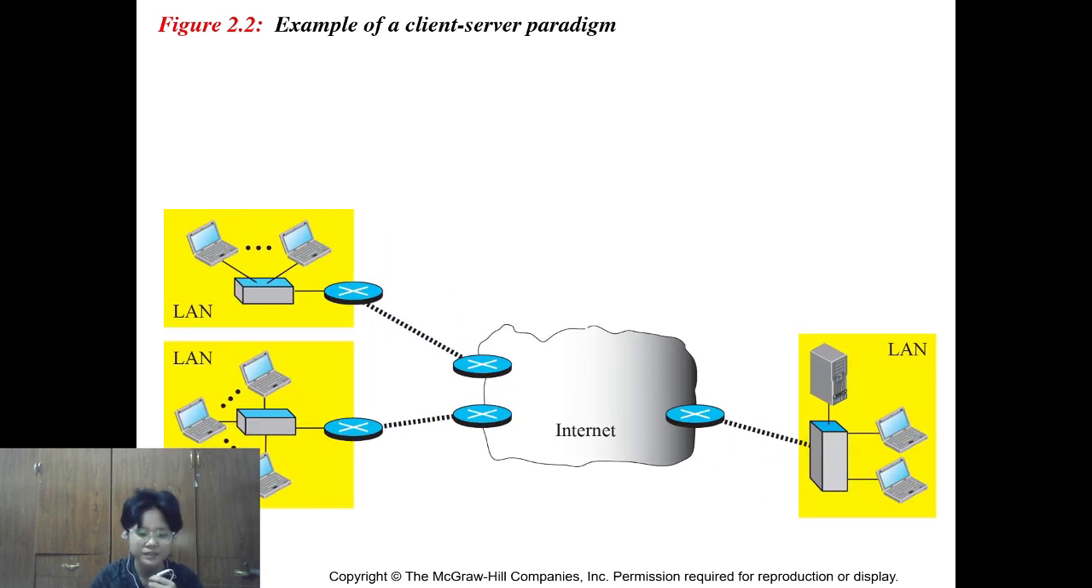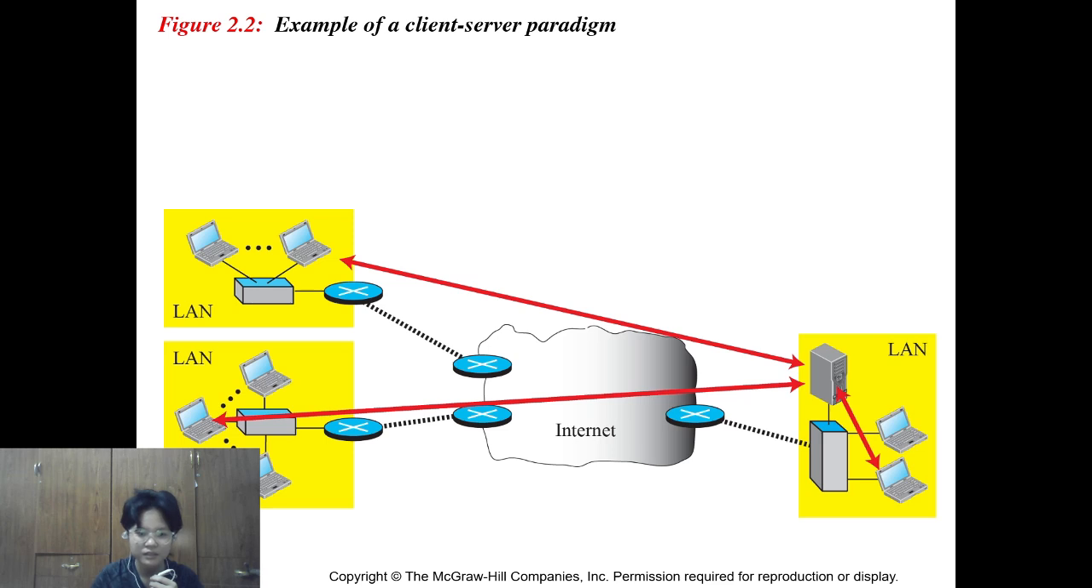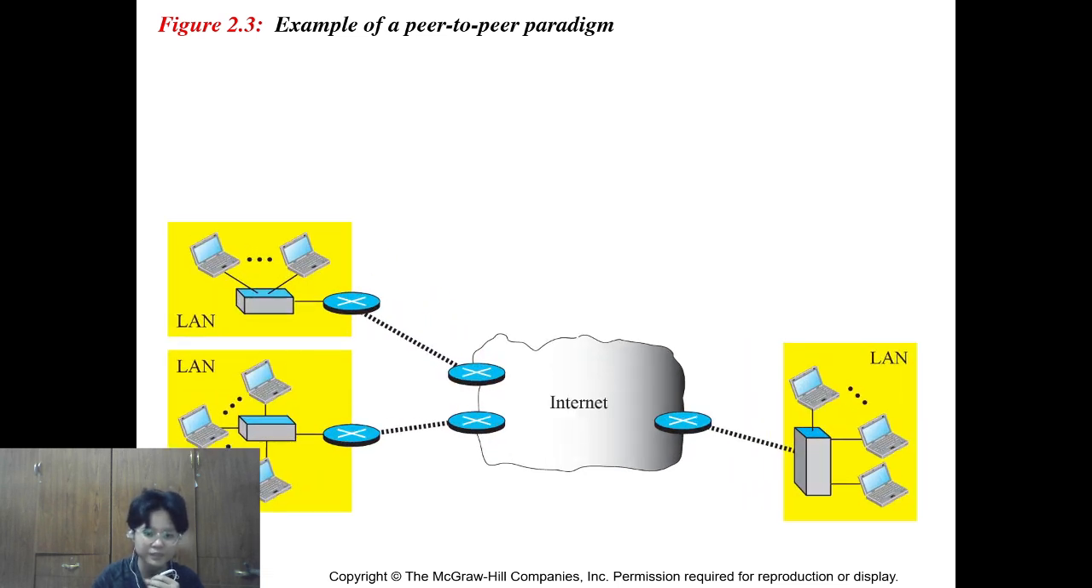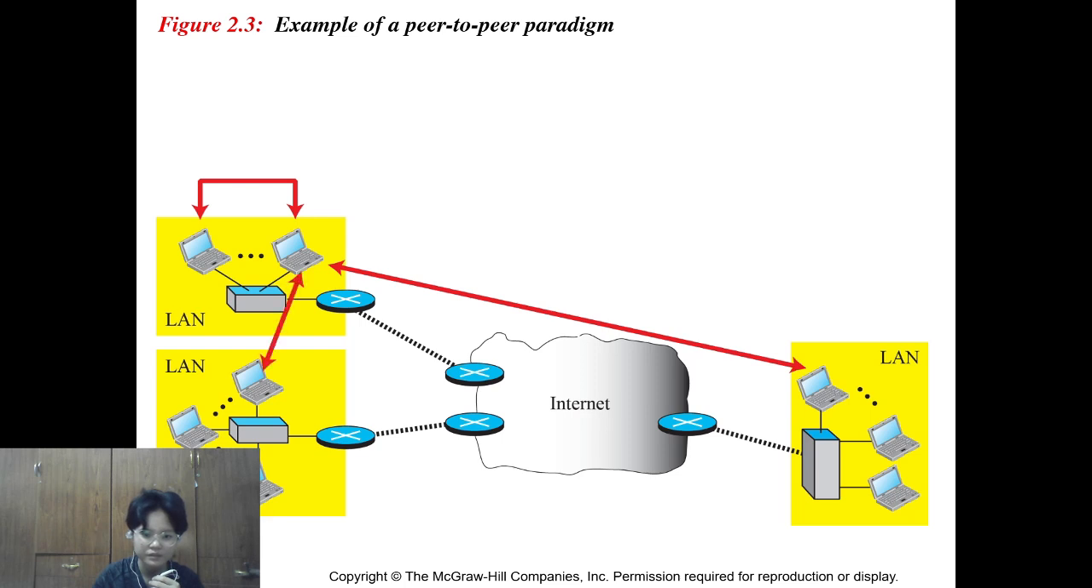Figure 2.2 is an example of the client-server paradigm. You can see this is client to server, and this symbol is a router, and this symbol describes the symbols in this picture. Next is an example of the peer-to-peer paradigm. The difference is how they connect. You can see this one is peer-to-peer.